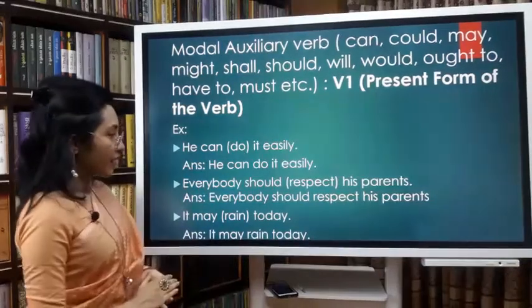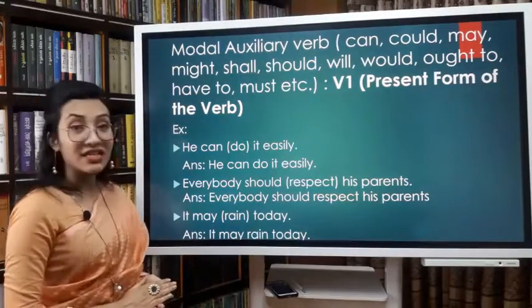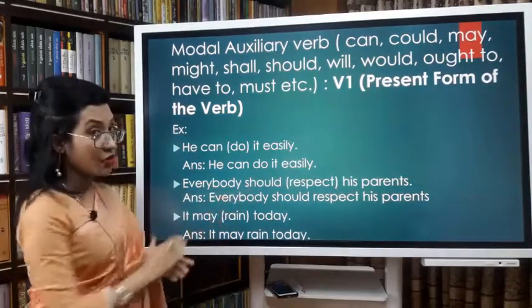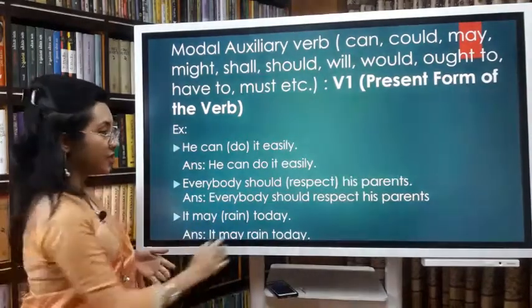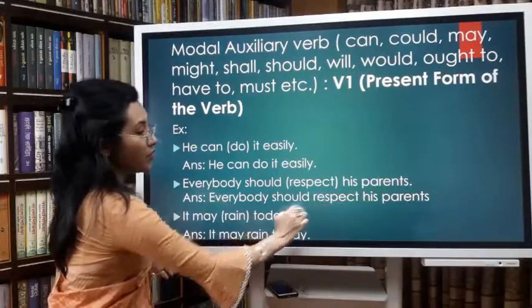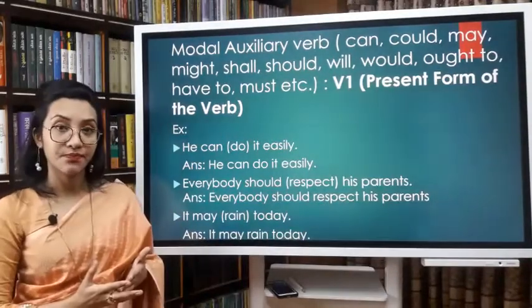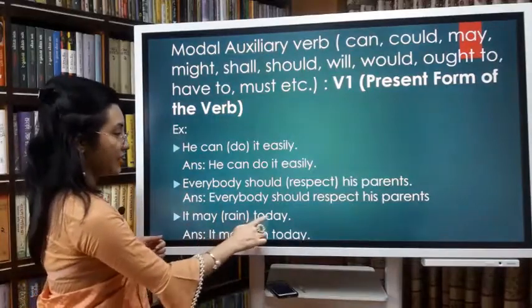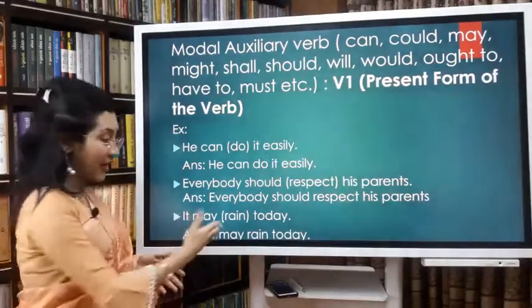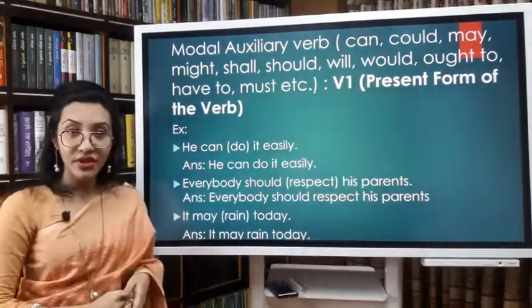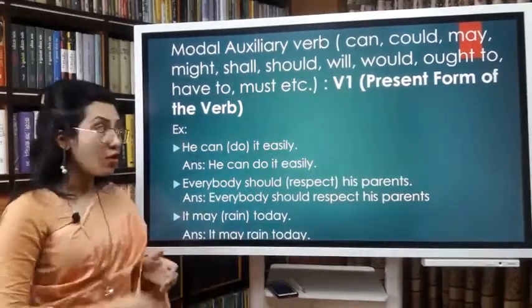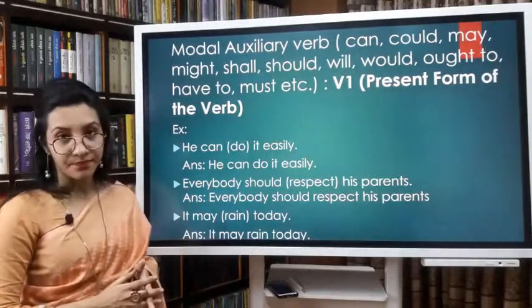Now the second one, everyone should respect his parents. Should has been used here, which is a modal auxiliary, and for that reason, we have used the present form of the verb respect. Now lastly, the third one, it may rain today. May has been used, and for that reason, rain, the verb, has been used as the base form or V1.